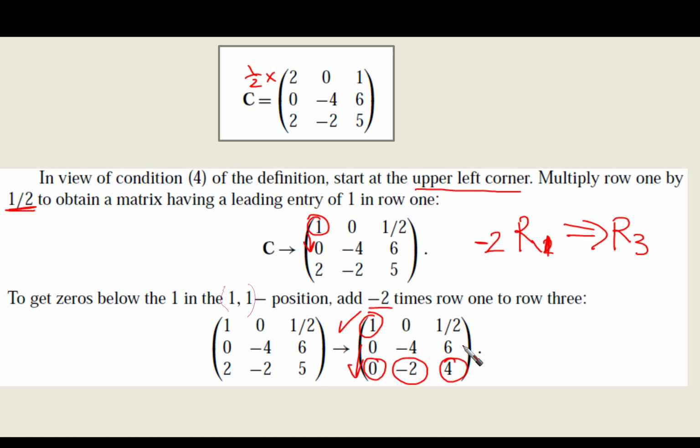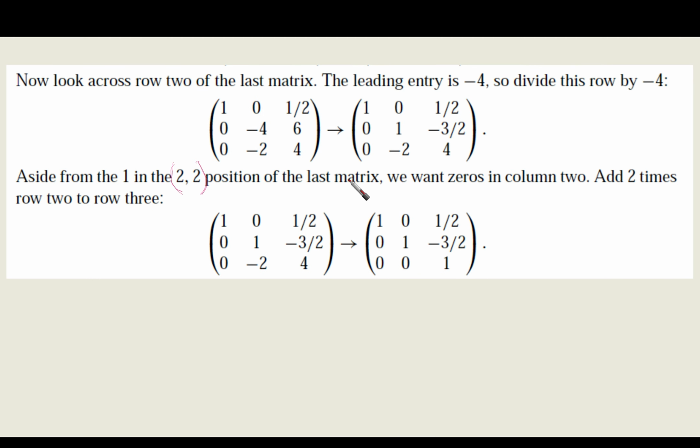Now let's go to the second row. We have here 0 and this is good. Now we want to think about this, which is minus 4. We want to change it to be 1. Right? How are we going to do so? It is easy, using the row that already qualified to be in a reduced matrix, which is this one. Now look across row 2 of the last matrix. The leading entry is minus 4, so divide this row by minus 4. We wanted this to be 1.